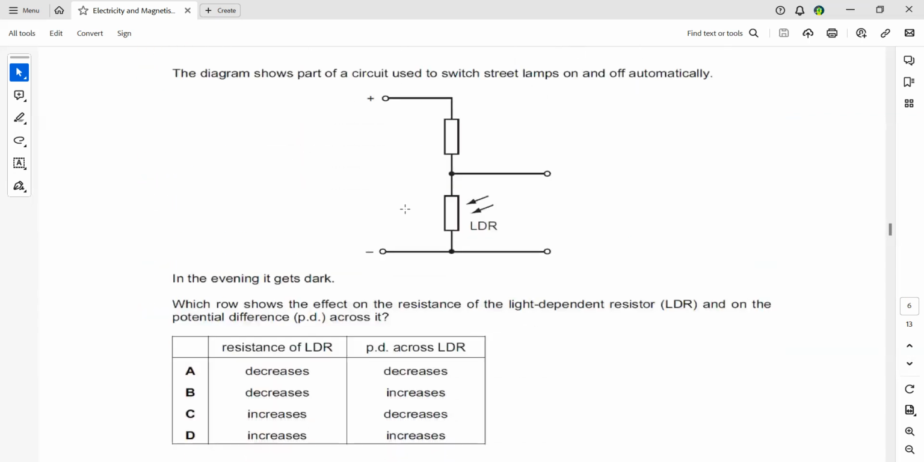The diagram shows part of a circuit used to switch street lamps on and off automatically. This is an LDR, a light dependent resistor. In the evening, it gets dark. So if it gets dark, what happens to the resistance of the LDR? It will increase. If the resistance of the LDR increases, the voltage across the LDR will increase and the voltage across the fixed resistor will decrease. So if it gets dark, the resistance of the LDR should increase and the voltage across the LDR should also increase. That matches option D.